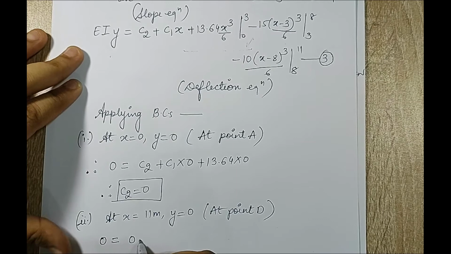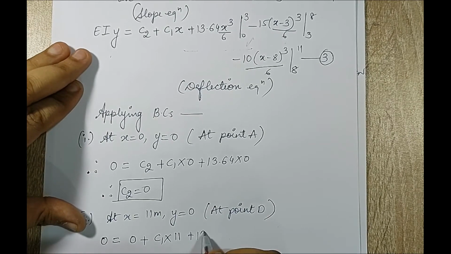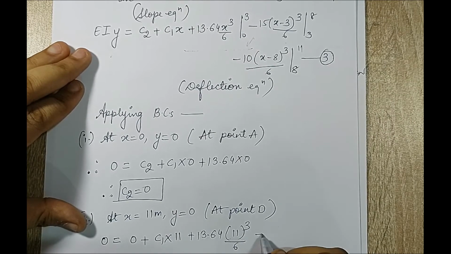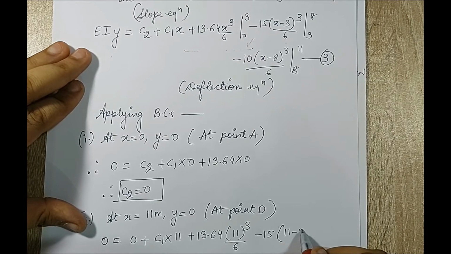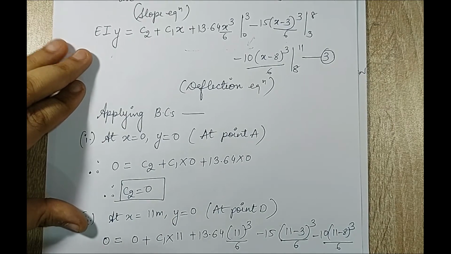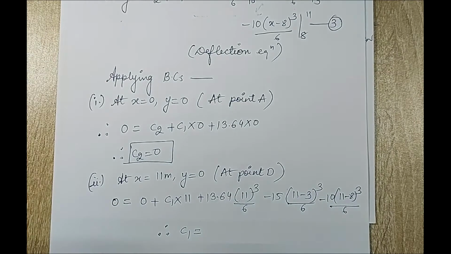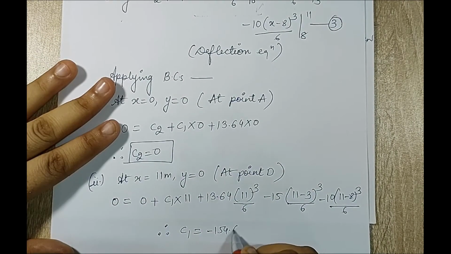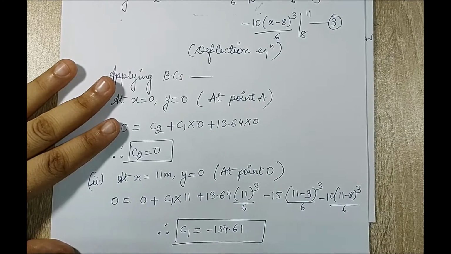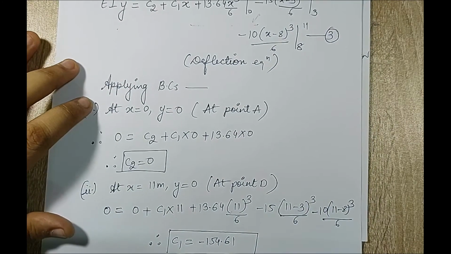So I'll write down 0 plus C1 into x is 11 plus 13.64 into 11 cube by 6 minus 15 into 11 minus 3 cube by 6, and I have minus 10 into 11 minus 8 cube upon 6. When I solve this, I get the value of C1 as minus 154.61. So this is how I obtain the value of C1 and C2 by substituting the boundary condition.